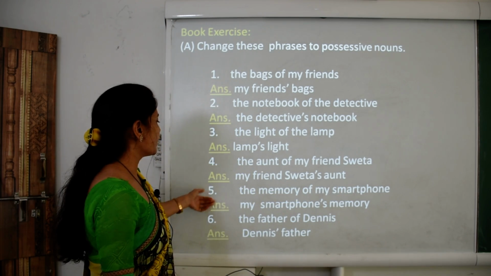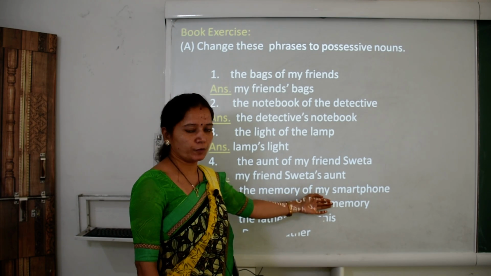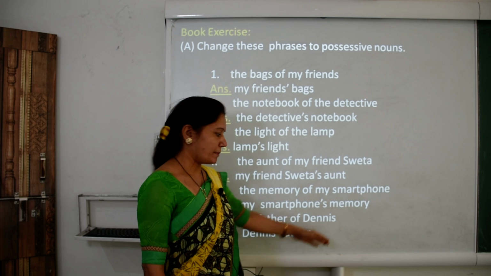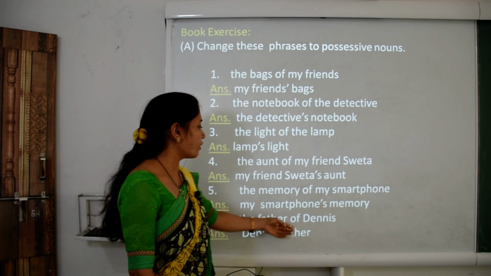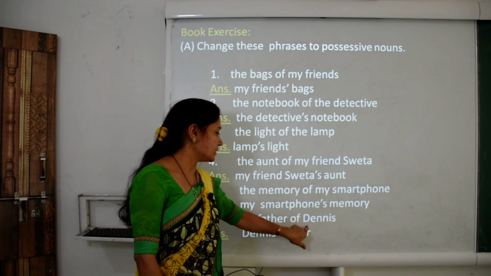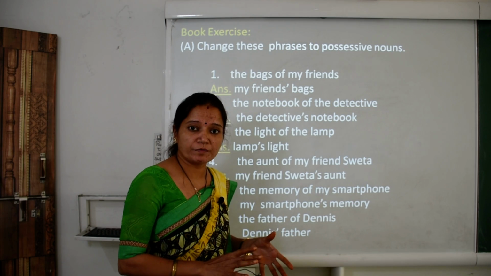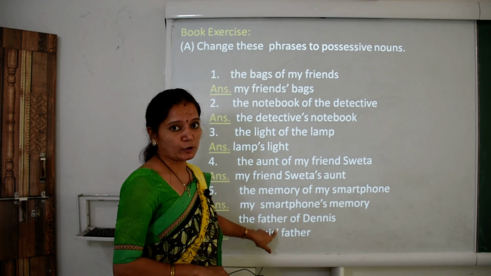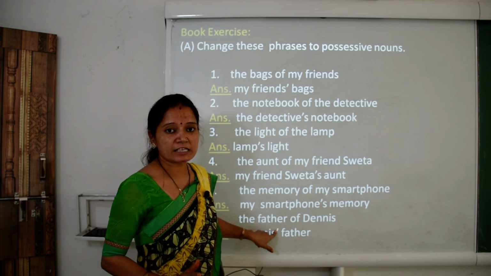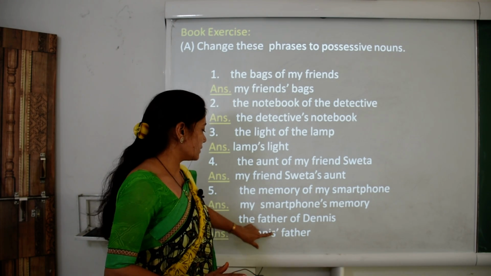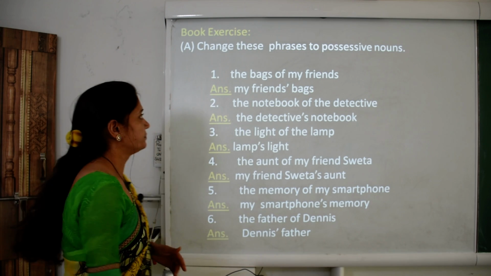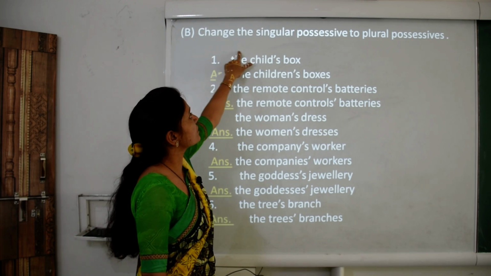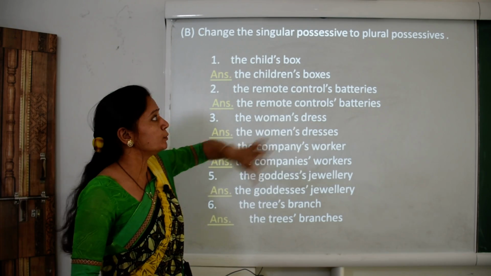Now let's see the next, the memory of the smartphone. Again it is a singular word, so my smartphone's memory. The father of Dennis. As you can see, Dennis is a proper noun and it ends in the letter s. So we'll add only an apostrophe, we will not add apostrophe s with it. So the phrase will be Dennis' father. Now let's look at the next exercise. Change the singular possessive to plural possessive.